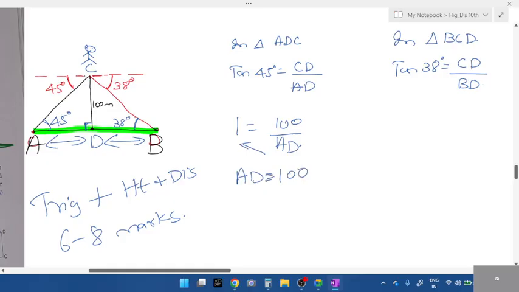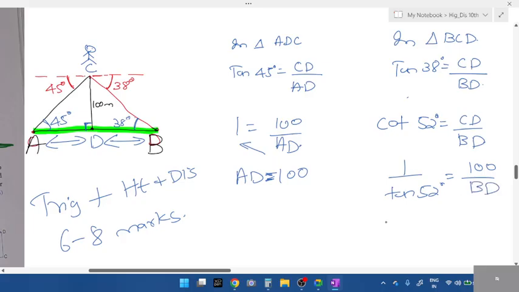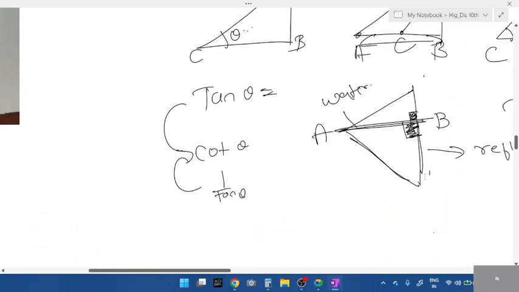Tan 45, you don't have to refer to the mathematical table. Tan 45 is 1. Tan 38 is cot, yes, how much is 90 minus 38? Cot 52 degrees is equal to CD divided by BD. What is cot 52? 1 by tan 52 degrees is equal to CD, which is 100, divided by BD. What's the value, Amy? What is tan 52? Okay, 1.279.